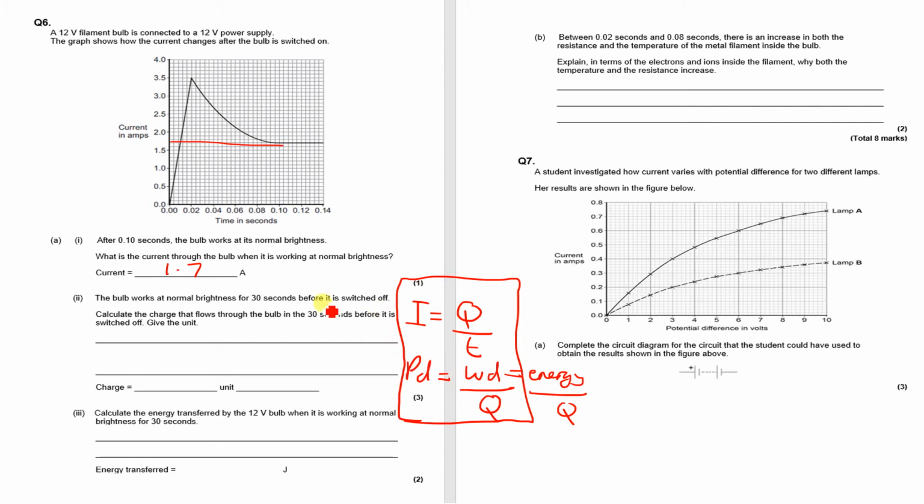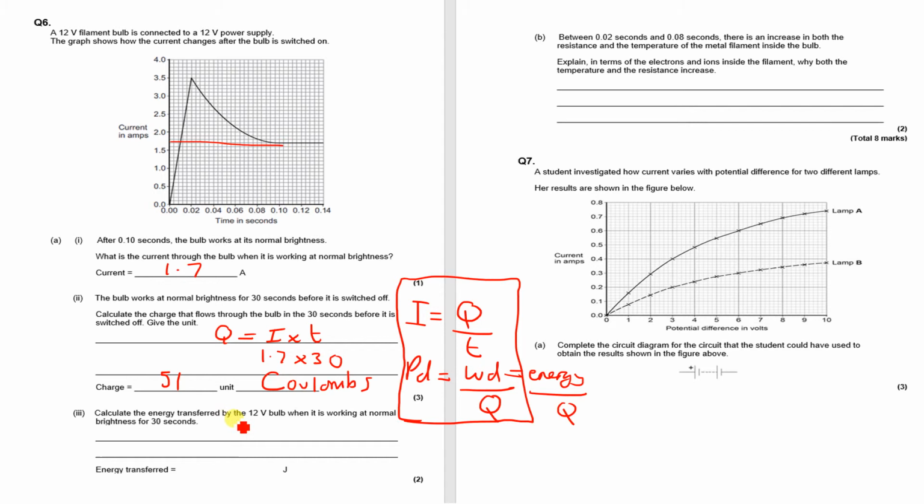That's what that means. So the charge that flows through the bulb in 30 seconds, so we know that the current is 1.7, and we're going to rearrange this for charge. So if I equals Q divided by T, then Q must equal I times T, so that is equal to 1.7 multiplied by 30. And that gives us 51, and remember charge is measured in coulombs. Now that is spelt like this, but you just need to put a capital C.